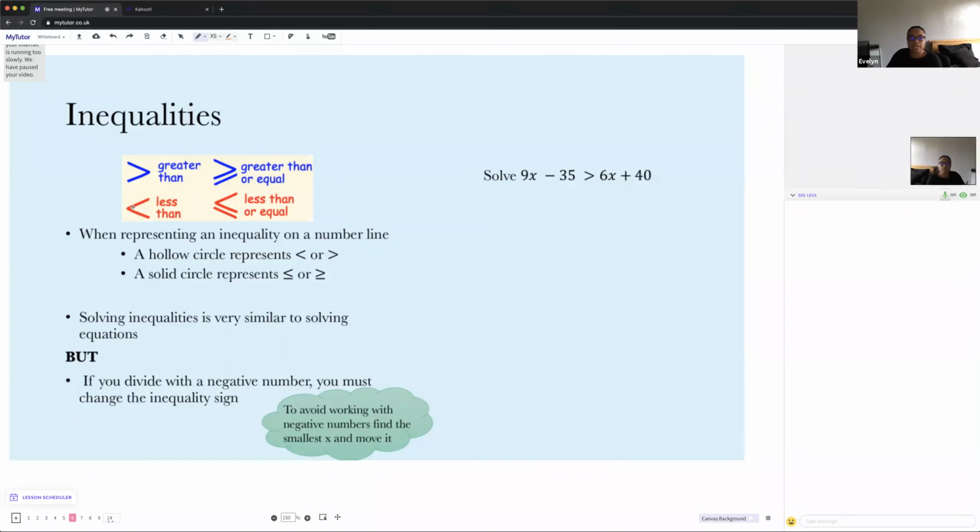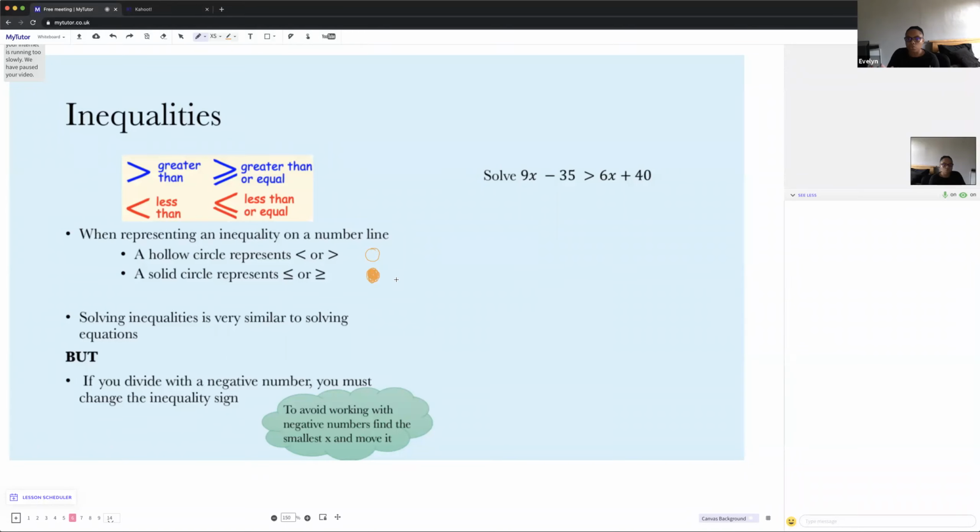You can have greater than, less than, greater than or equal to, less than or equal to. When representing an inequality on a number line, remember a hollow circle represents greater than or less than, but a circle that is colored in represents greater than or equal to, or less than or equal to. Now, solving inequalities is very similar to solving equations, but if you divide by a negative number, you have to change the inequality sign.